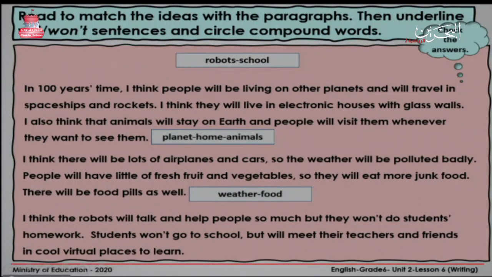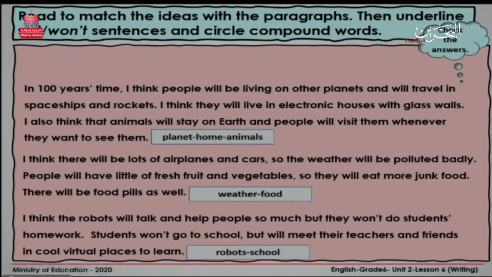The last paragraph. I think the robots will talk and help people so much, but they won't do students' homework. Students won't go to school, but will meet their teachers and friends in cool virtual places to learn. The idea that best suits this paragraph is robots, school.